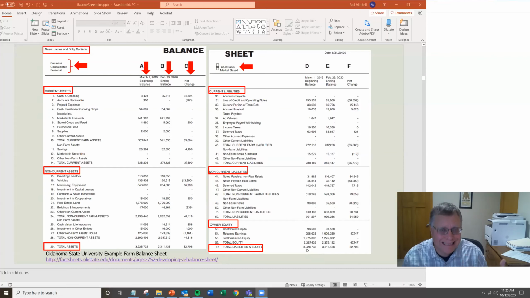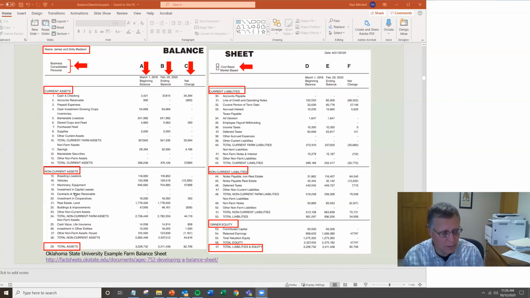And you can see the kinds of things that are on here. The cash and checking, inventories of animals, marketable livestock, stored crops and feed, et cetera, supplies, things like that. And then here's their non-farm assets, the personal assets. They have a savings. And so they add them all up. You get your $336,000 of current assets. And then they go through the non-current assets as well.